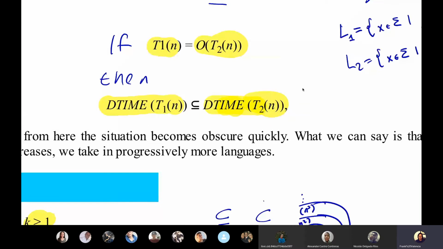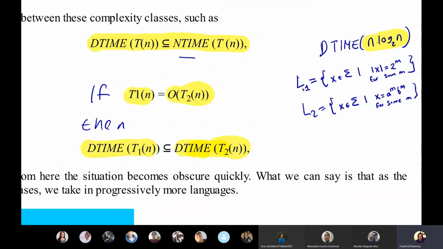Any of you see why? Because the time T1 of n is less than O big of T2. Exactly, that's the reason. And implicitly, I use this property in this example.